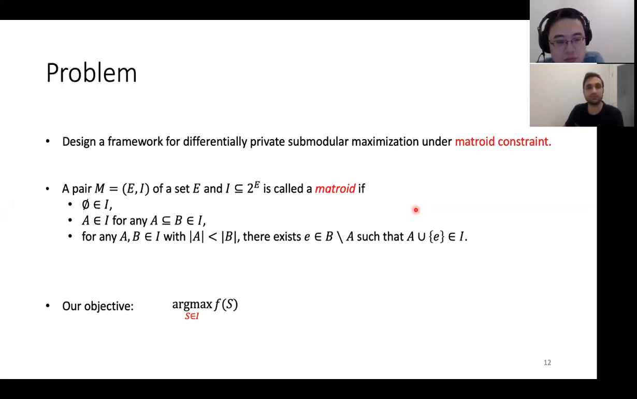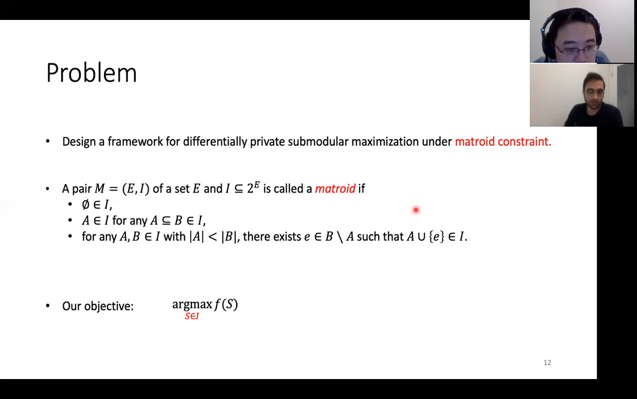So far we have some understanding of differential privacy and of submodular functions. Now the problem is, for instance in the feature selection example, we were looking at sets of size at most k. We had a constraint on the sets that we are looking for. So we consider a general framework where we want to maximize the submodular function under a matroid constraint. A matroid is a pair with the ground set E and a collection of subsets with the following properties. The empty set is there, and if a set is inside the matroid, any subset of it is in the matroid, and it has the augmentation property.